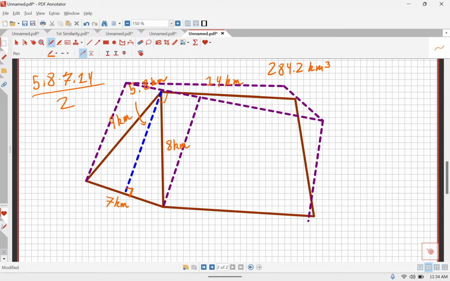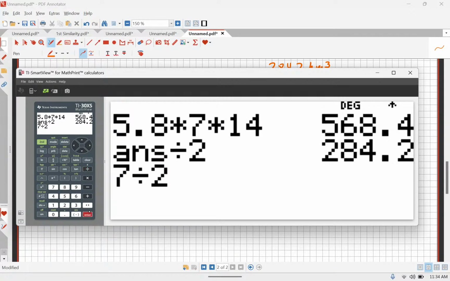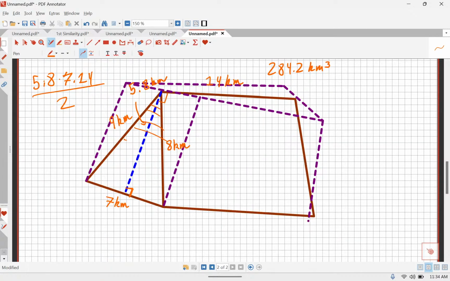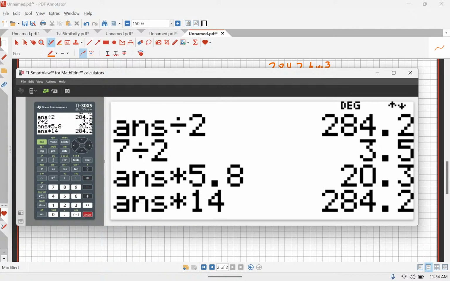Linnea, did you get that a different way? Yes. Tell me what you did. I did 7 divided by 2 times 5.8. Great, because that tells you that there are 20.3 squares on your triangle, which means there are 20.3 cubes in your first layer. And then how many layers are there, Linnea? 14. Just multiply it by 14. Multiply it by 14. And we get the same answer.